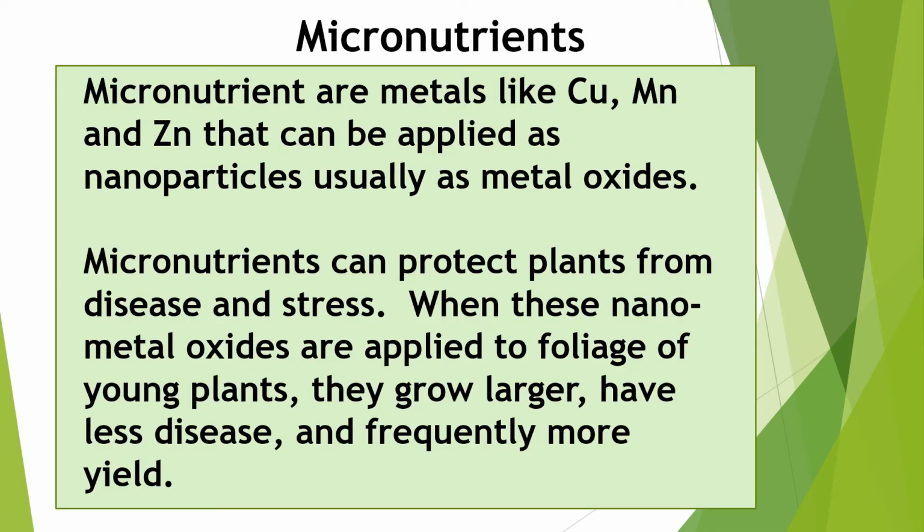Now, micronutrients, as you know, are nutrients that are in very, very small amounts. And many of the micronutrients that plants need are metals like copper, manganese, and zinc. And many of these products can be applied as nanoparticles, usually as metal oxides. Now, micronutrients are very important in plants because they can protect the plant from disease and stress. And when these nanometal oxides are applied to the foliage of very young plants, they grow larger, they have less disease, and they frequently have more yield.